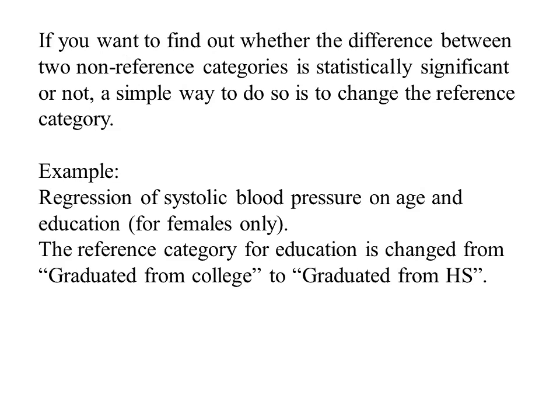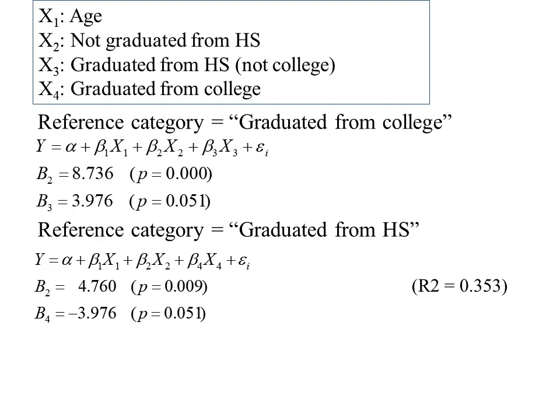Let's look at another example. A regression analysis of systolic blood pressure was done, with data on women only. The independent variables are age and education, which has three categories. Suppose that first, a regression analysis was done using graduated from college as the reference category of education, and regression coefficients were obtained for the other two education categories: 8.736 for those who have not graduated from high school, and 3.976 for those who have graduated from high school.